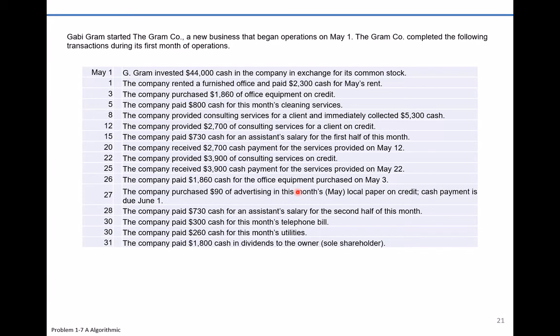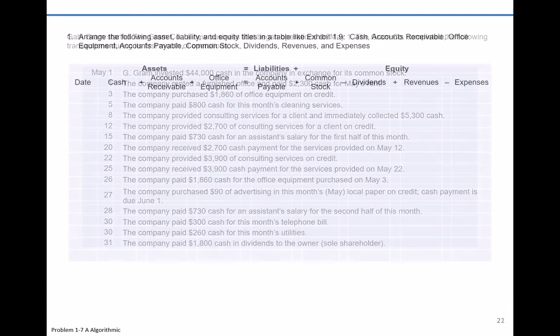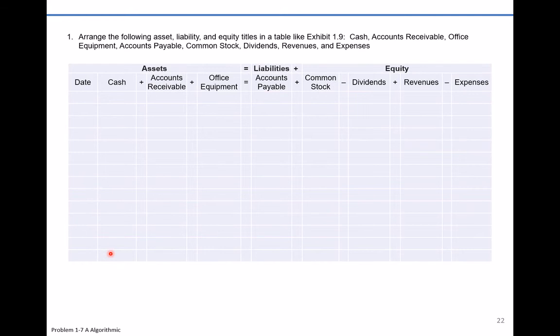So the problem reads, Gabby Graham started the Graham Company, the new business that began operations on May 1st. Graham Company completed the transactions during its first month, and here they all are, May the 1st on down through May 31st. So Part 1 says, arrange the following asset, liability, and equity titles in a table like Exhibit 1.9: cash, account receivables, office equipment, accounts payable, common stock, dividends, revenues, and expenses.